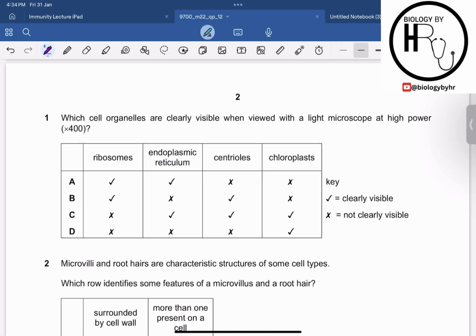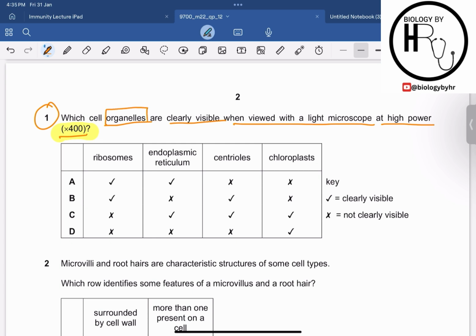Question number 1 over here says that which cell organelle are clearly visible when viewed with the light microscope at a high power of into 400. The magnification of the light microscope which they are talking about in the question is into 400, right? And they are saying that which organelles of the cells are clearly visible. So how we can solve this question?